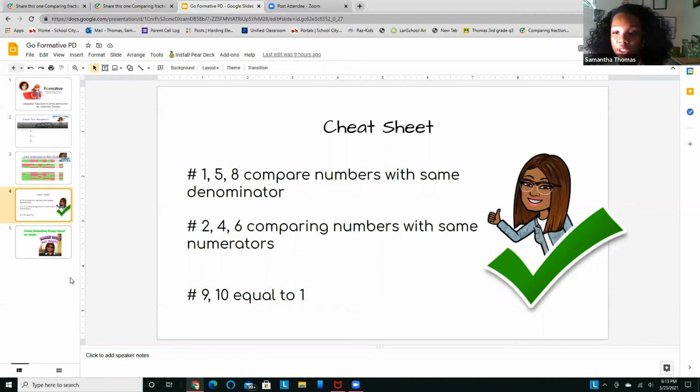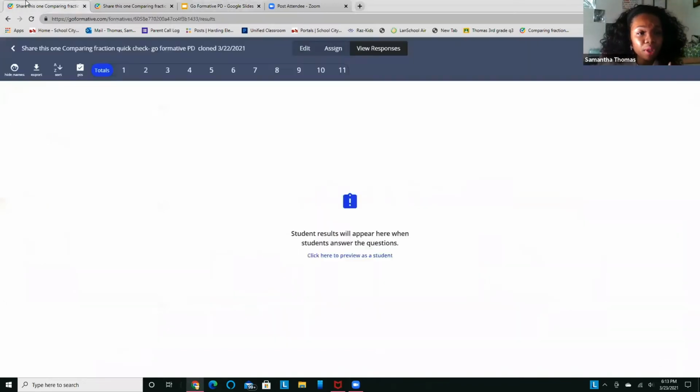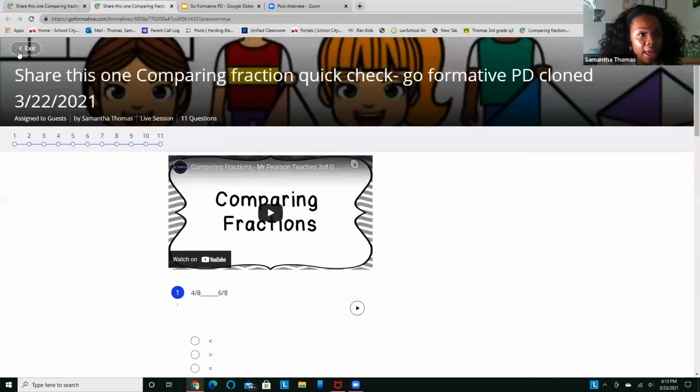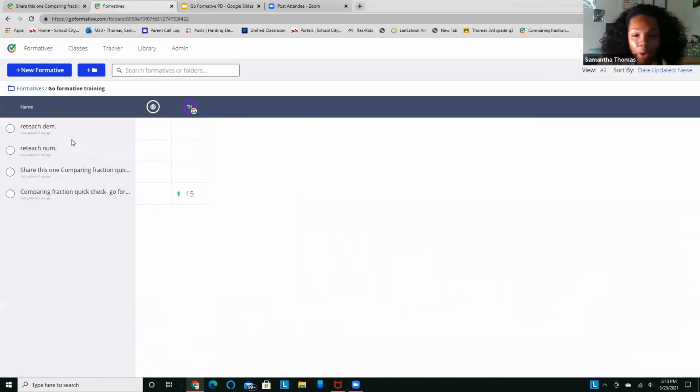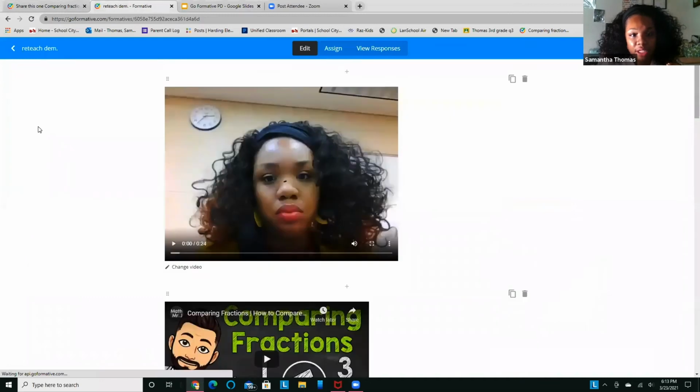So as they're working, you're taking your notes, you're creating your groups. And you will already have your material created. So I have my 2 group materials already created. So this is my reteach group for denominator.